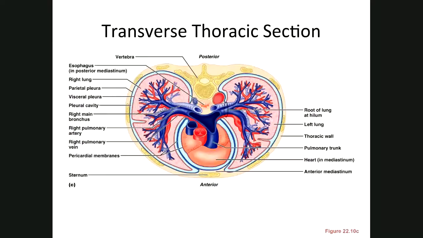So if we go back to this picture, we should be able to pick it out. Don't forget, the heart has the same situation. If we look at the heart, we have the parietal and visceral pericardium. So with the lungs, we have the parietal and visceral pleura.